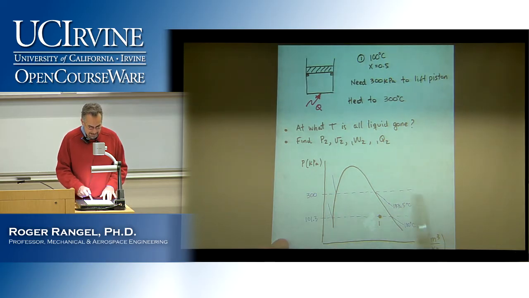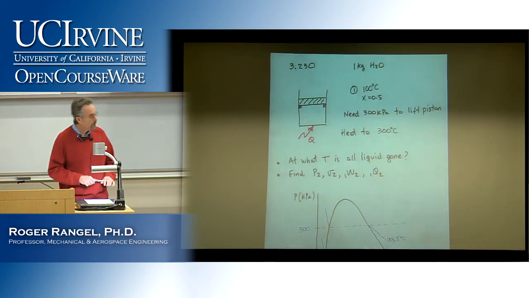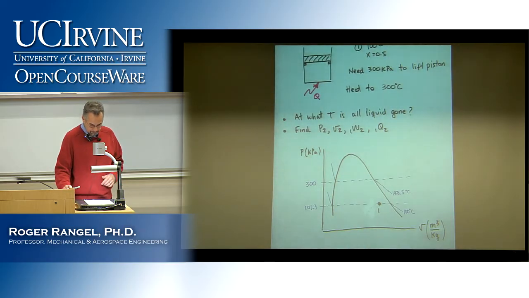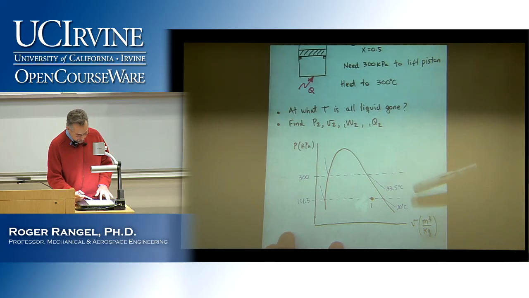I also put another line here for the 300 kilopascal pressure because I was told that's the pressure I need to lift that piston. So I put that there. That's just a horizontal line at 300. And then I put another couple of numbers here.